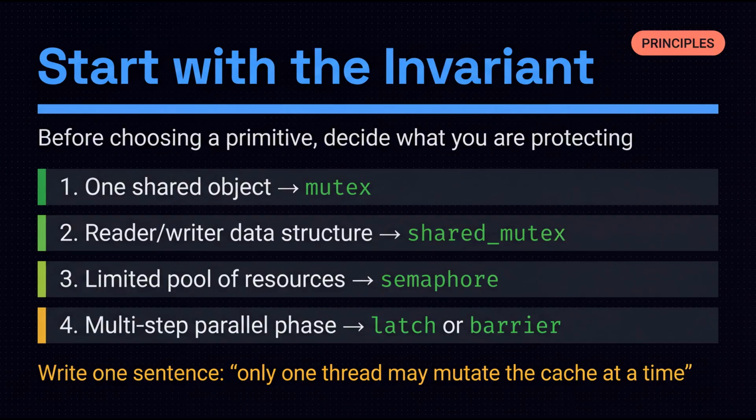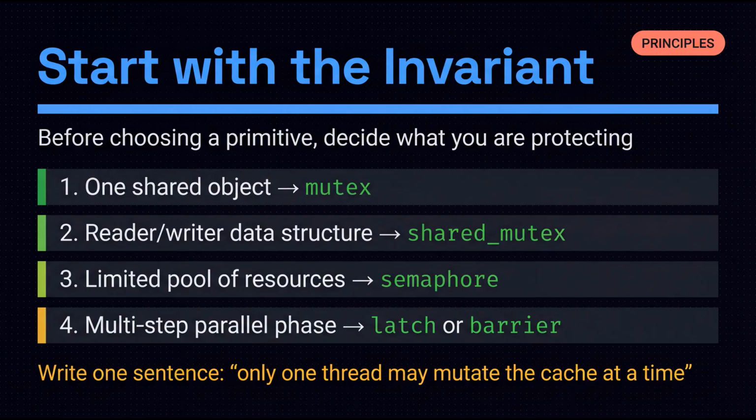Before choosing a primitive, decide what you are protecting. Write one sentence that describes the invariant. Only one thread may mutate the cache at a time. At most, 8 workers may use the connection pool concurrently. All workers must finish initialization before any begins processing. The primitive should match the coordination problem.